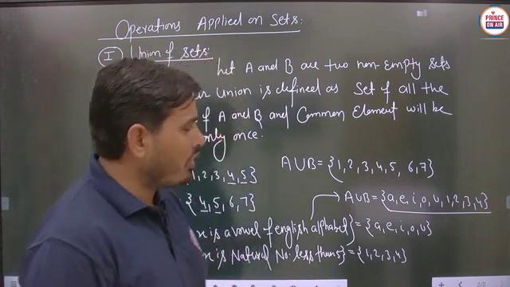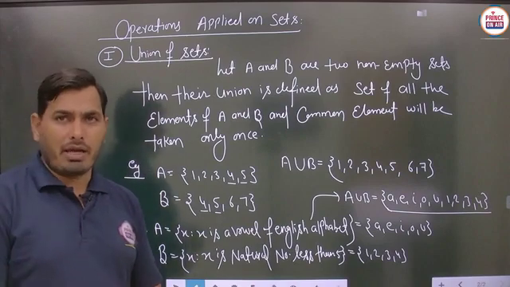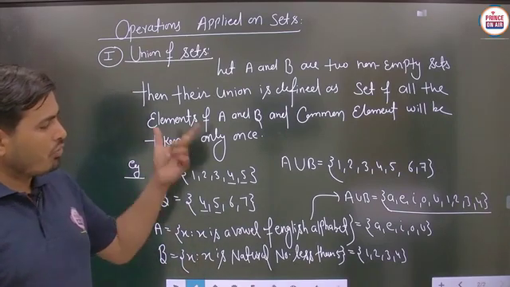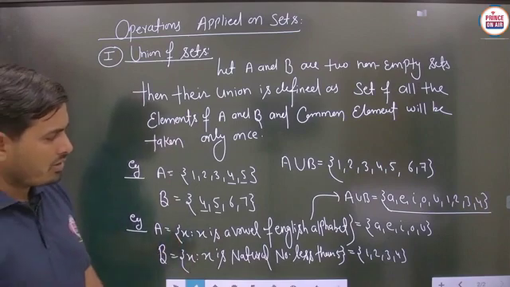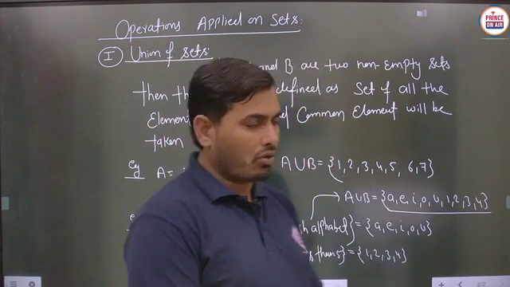So pause the video to note down these things, then after that we will start the basic Venn diagram as well as some basic properties of the union. Is it clear? So pause the video to note it down. After that we will take the next part related to the Venn diagram. Is it clear?